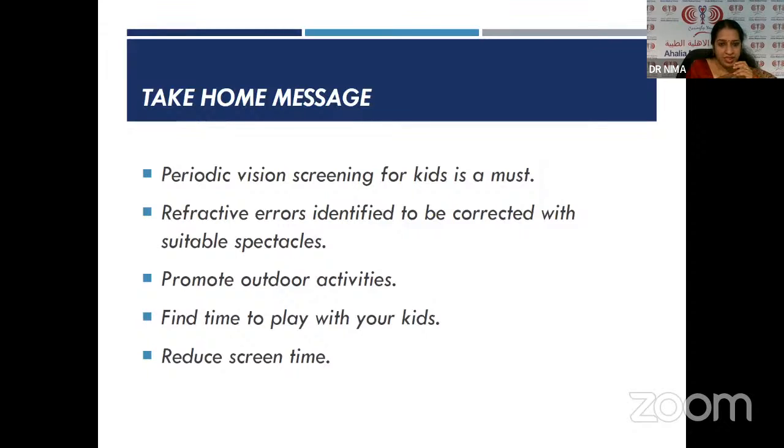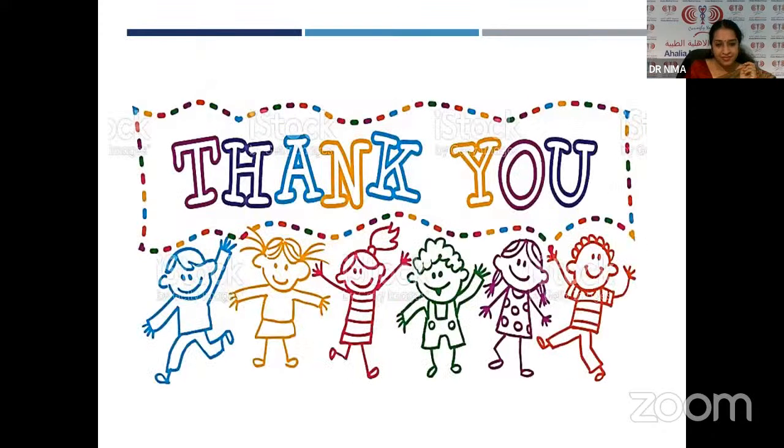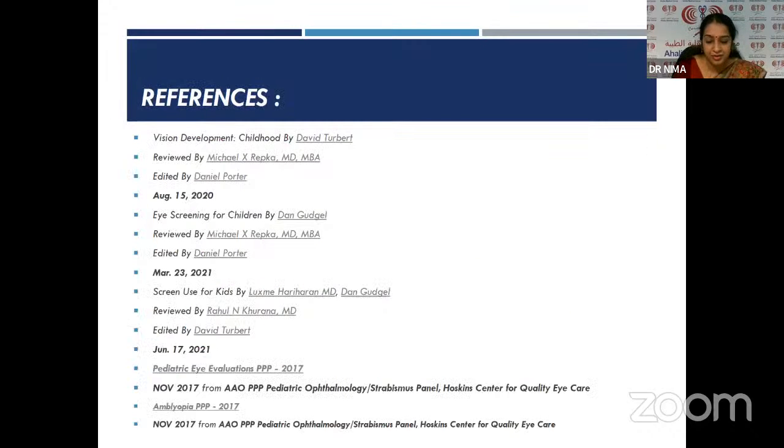So the take-home message is periodic vision screening for the kid is a must. The refractive errors identified have to be corrected with suitable spectacles. Promote outdoor activities. And requesting parents, find time to play with your kids and reduce the screen time. So thank you. And these are my few references.